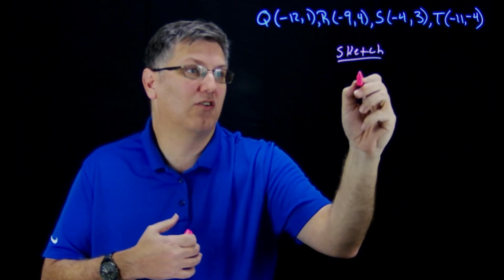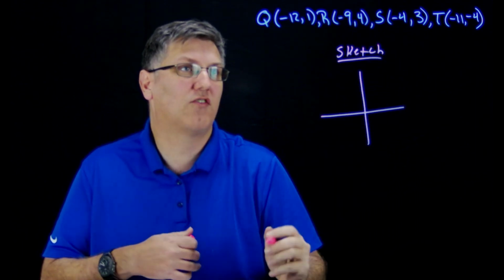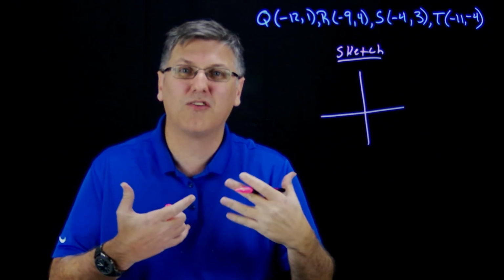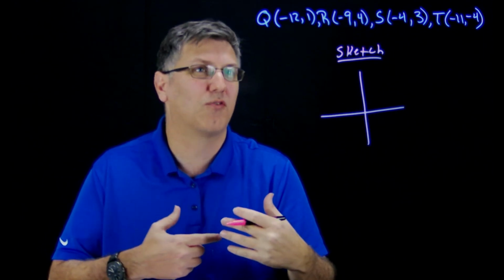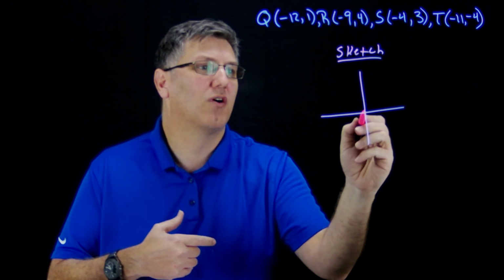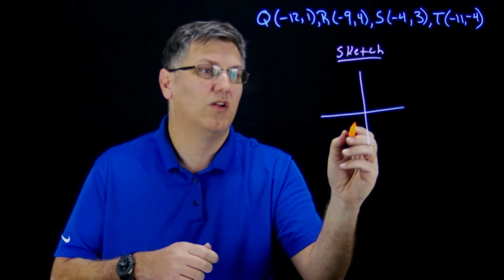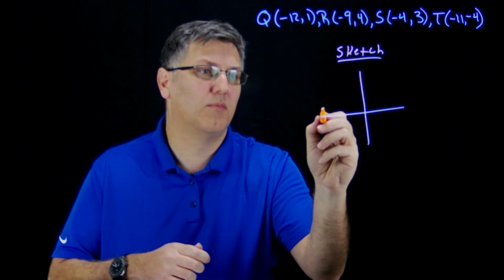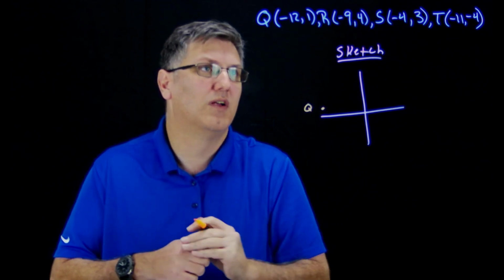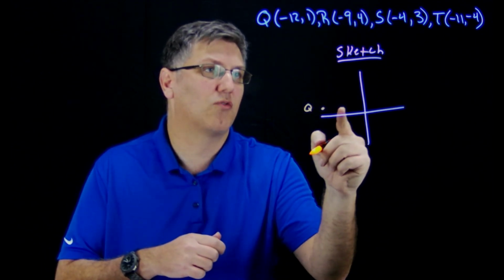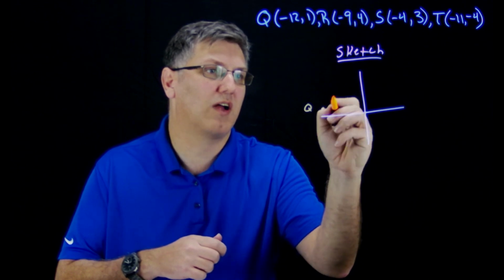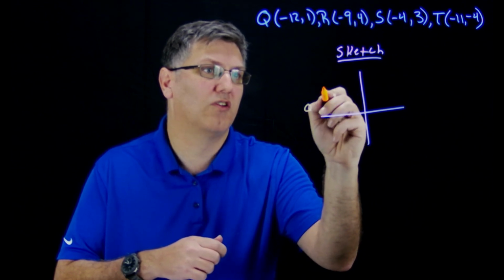So this is my sketch. I'm just going to draw an XY axis. You don't have to be perfect by putting tick marks. Just be in the right area so you can get a feel for what's going on in the problem. So I've got negative 12 is going to be way over here. Negative 12, 1, so it's slightly above. So this is going to be my Q. I have negative 9. Well, if this is negative 12, it's got to be over this way. If this is 1, it's got to be above. So let's call this R.